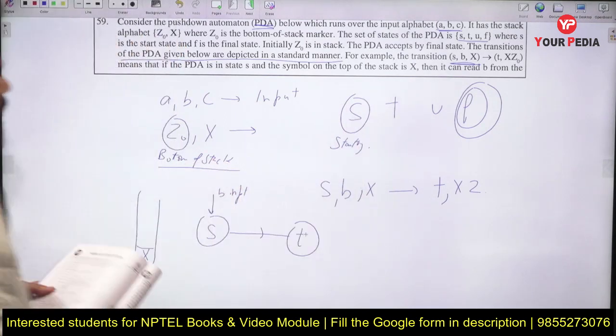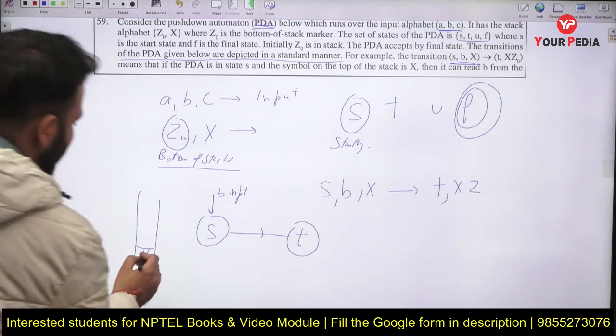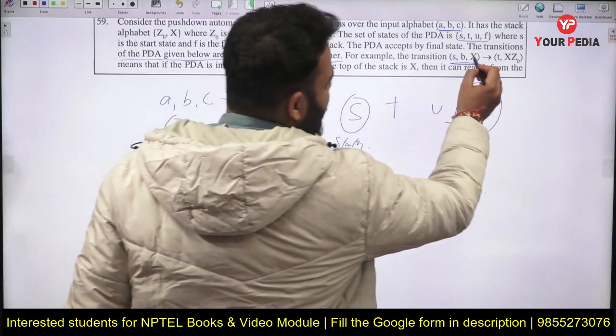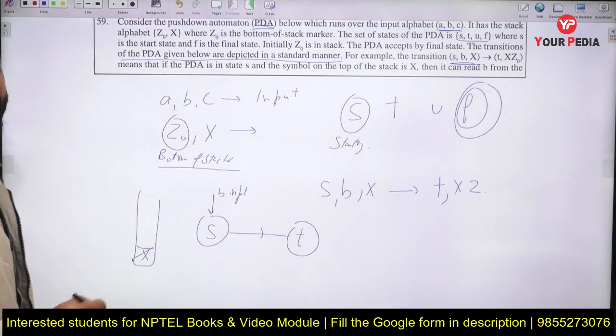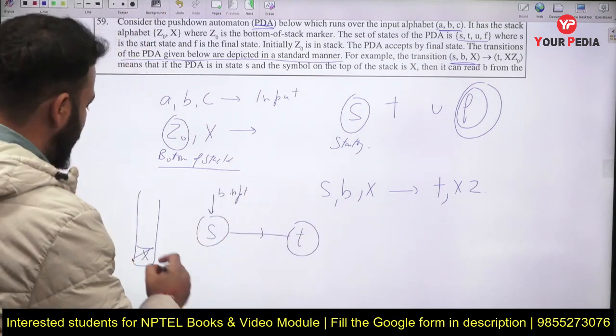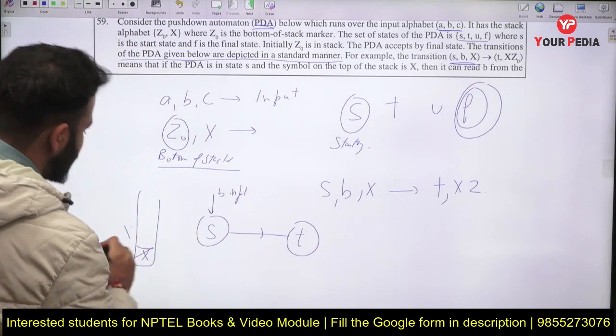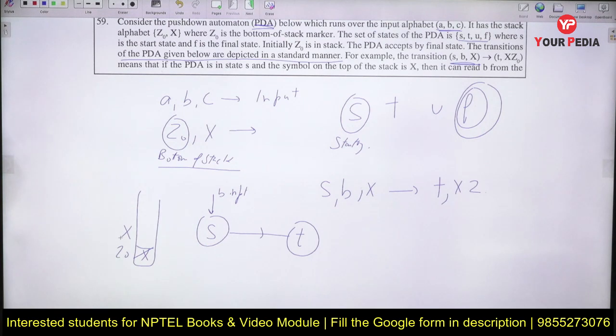and when you are at state S, it can read B from the input and move to the state T after popping the top of the stack element X. So the X here will be popped and Z0 X will be pushed into the stack in that order. So Z0 X will be pushed into the stack after popping X. So this is the basic transition function given.